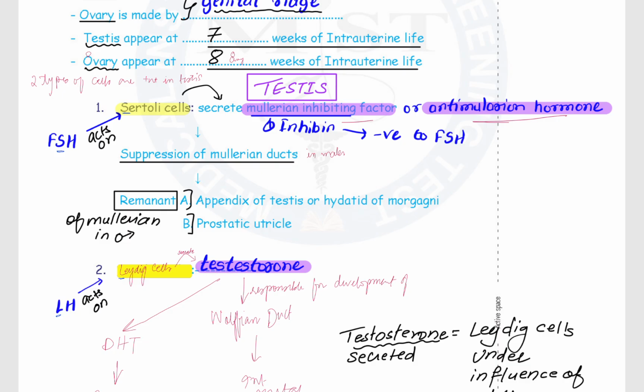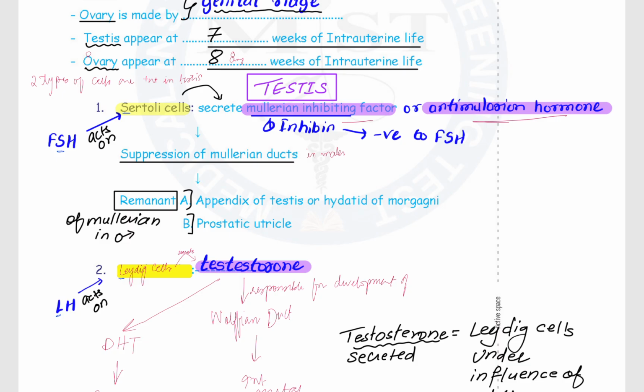Sertoli cell secretes Mullerian inhibiting factor or anti-Mullerian hormone, and it also secretes inhibin. So basically inhibin we studied earlier, also inhibin was giving negative feedback to FSH. Right now we're talking about Mullerian inhibiting factor. So it secretes Mullerian inhibiting factor, which causes regression of Mullerian ducts in males.